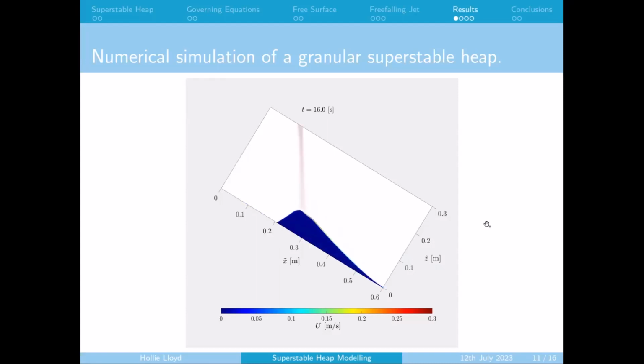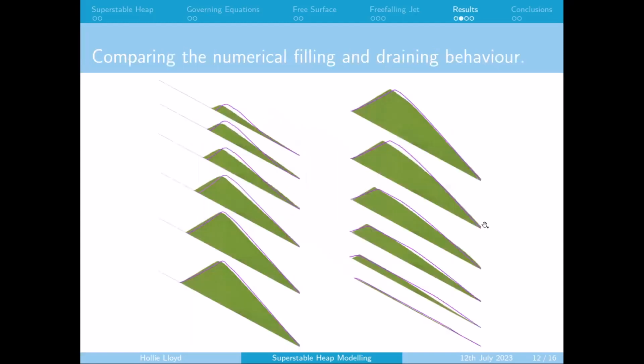But now we want some quantitative agreement. So for the right flow rate and for the right physical parameters, how close is our numerical superstable heap to the one that we see in experiments? So what I have here are some photos of our experimental filling on the left and the draining on the right. And then these purple lines are the contours of our numerical heaps at points where there's the same amount of material in the domain.